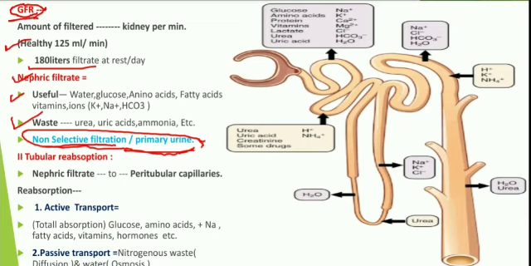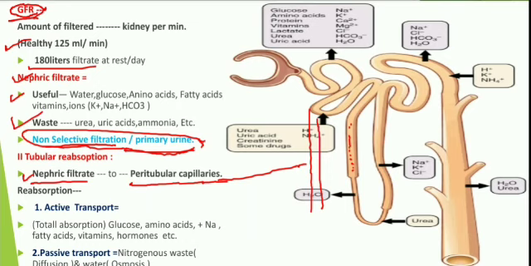Now we go to the second concept, that is tubular reabsorption. Tubular reabsorption takes place between two parts. One is the nephric filtrate and the other is the peritubular capillaries. For example, this is the nephron. This is known as the renal tubule, and the substance in this renal tubule is known as nephric filtrate. Parallel to this, there are other vessels known as peritubular capillaries.